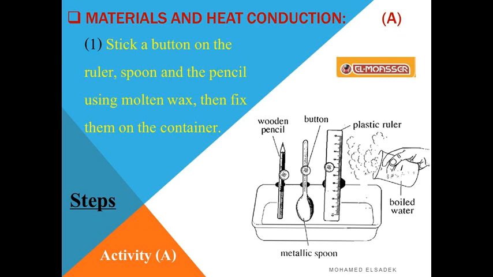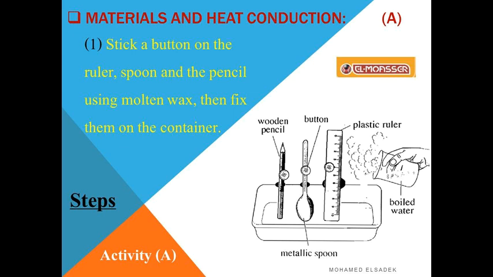تمام؟ يعني ايه؟ stick a button on the ruler, the spoon and the pencil. يعني هتحط الزرار فين؟ على المسطرة وعلى الملعقة وعلى القلم الرصاص. حاضر. بس باستخدام ايه؟ هثبته ازاي يعني؟ by using molten wax. يعني ايه molten wax؟ يعني شمع منصهر، شمع سايح كده تقدر تثبت.